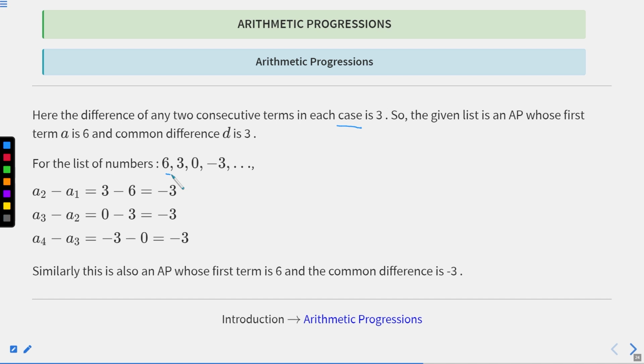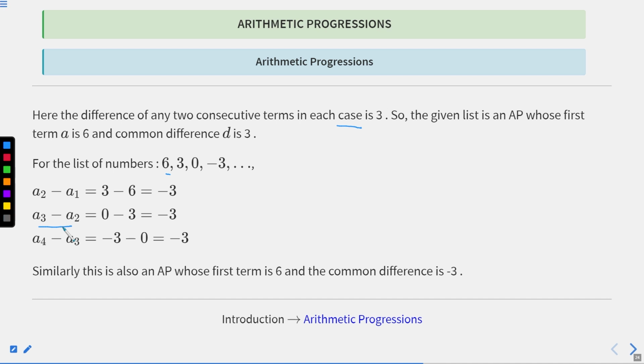So A2 minus A1 is equal to 3 minus 6, which is equal to minus 3. And A3 minus A2 is equal to 0 minus 3, which is equal to minus 3. And A4 minus A3 is equal to minus 3 minus 0, which is equal to minus 3. Similarly, you can find all the differences of two consecutive terms, and you can observe that they are all equal.